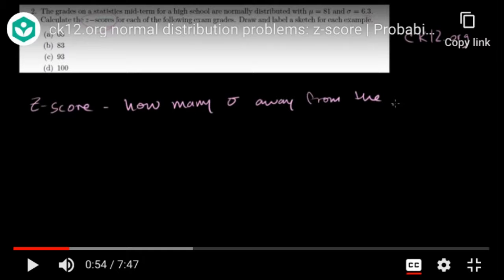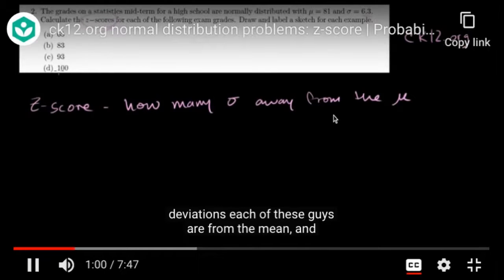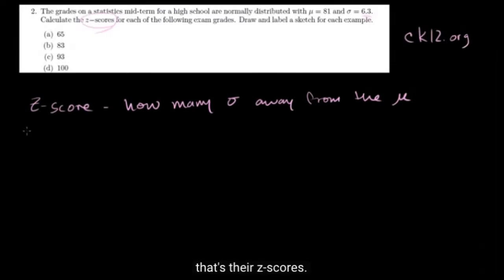All right, everybody's good? All right, we'll continue with the video. From the mean, just like that. So we just have to calculate how many standard deviations each of these guys are from the mean, and that's their Z-scores. So let me do part A.